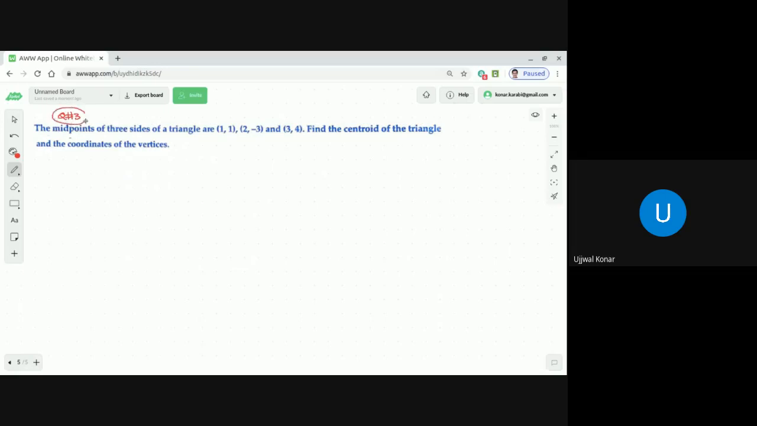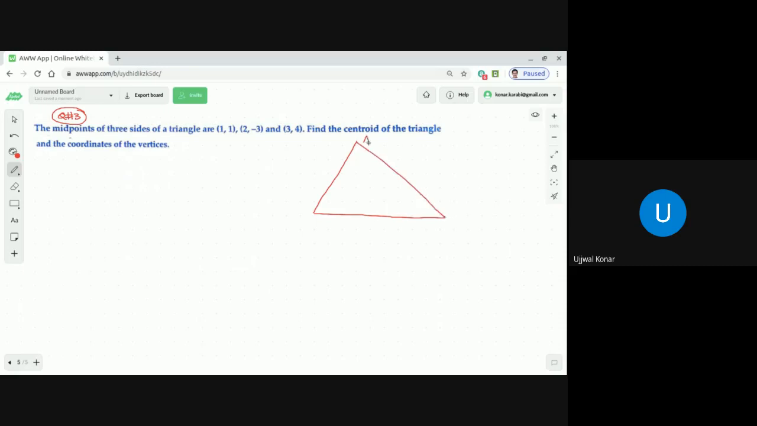So, a very interesting question. Let's read it out. The midpoints of the 3 sides of a triangle are (1, 1), (2, -3), and (3, 4). The question here is: find the centroid of the triangle and the coordinates of the vertices. Very interesting. So let me first draw the diagram, draw the triangle, and represent whatever has been mentioned in this question.